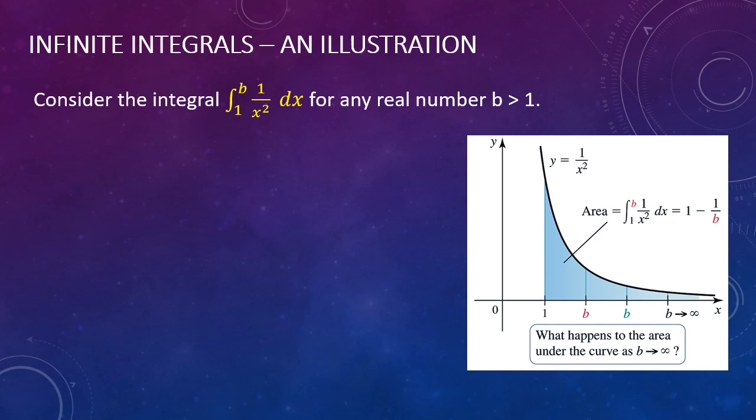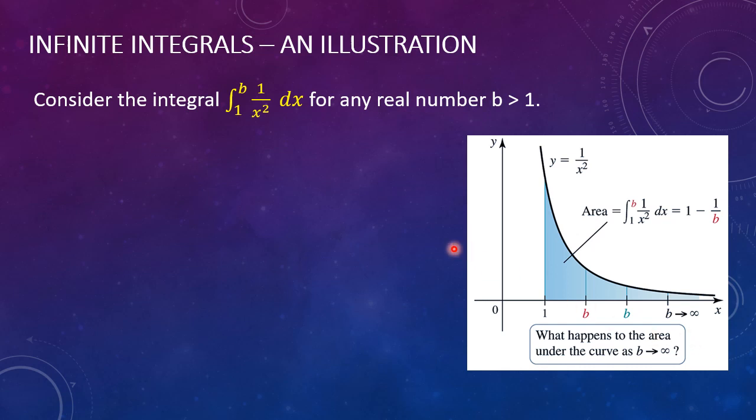So let's look at an illustration or a simple example of an infinite integral. Consider the integral from 1 to b of 1 over x squared dx for any real number b greater than 1. What we can see by looking at the diagram here is that we're talking about the area under the curve from 1 to whatever value of b we assign. If we continue to allow this to go to infinity, we can see that the area, while it's not really finite, is to a certain degree finite because we're getting closer and closer to 0.